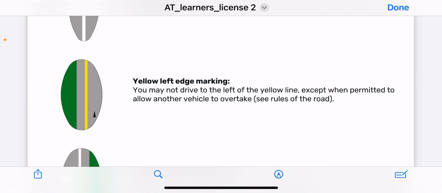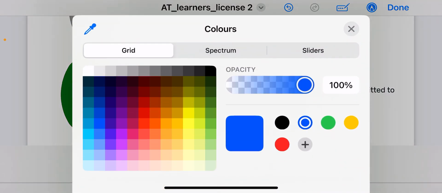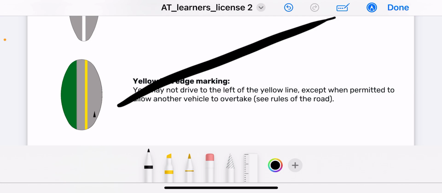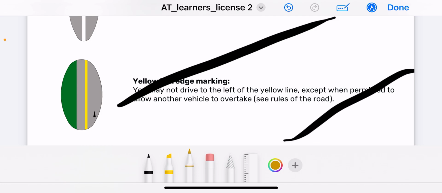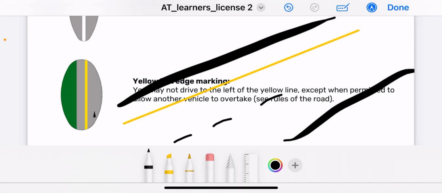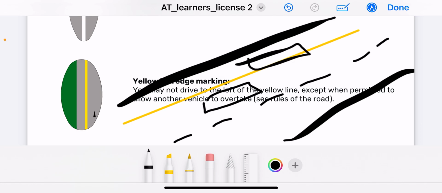Remember the rules. The rule says you may not drive continuously on the yellow line, okay? Not that you may not. Let's say this is your yellow line, and then this is the division of the road. You're driving here. It says you may not drive continuously on the yellow line, except when it's between sunrise and sunset.